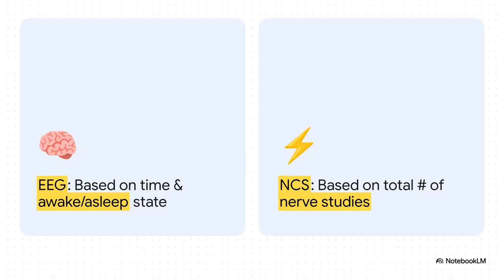The counting mechanisms here are also completely different. Routine EEGs are non-invasive brainwave monitoring based on time duration and whether the patient is awake or asleep. Contrast that with nerve conduction studies, or NCS. NCS coding is driven strictly by the total number of nerve studies performed, completely independent of time. And hey, remember to watch out for combined EMG and NCS coding guidelines when both are performed, because those frequently pop up together on the CPC exam.